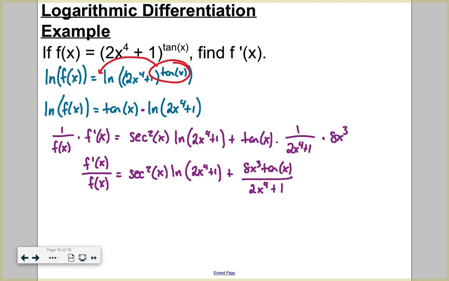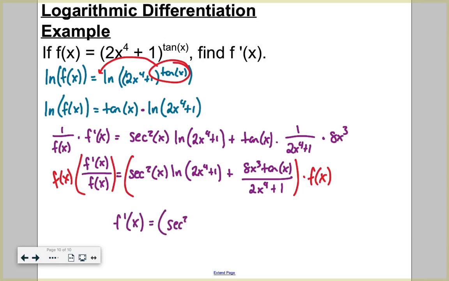And then, just like always before, we want to multiply both sides by f of x to get the f prime by itself. So what's that going to leave us with? Well, it's going to leave us with the answer. What's the answer? F prime of x is equal to the quantity secant squared of x times natural log of 2x to the fourth plus 1 plus 8x cubed tangent of x all over 2x to the fourth plus 1.